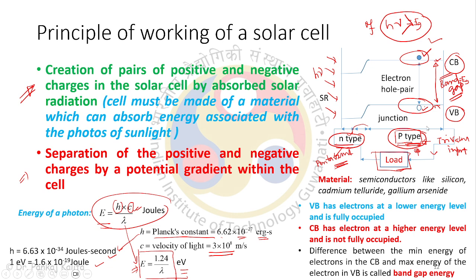Okay. So semiconductor materials like silicon, cadmium telluride, and gallium arsenide are the common PV materials of the solar cell. I hope you know valence band and conduction band. The valence band has electrons at a lower energy level and is fully occupied, and the conduction band has electrons at a higher energy level and is not fully occupied. Thereby, on gain of energy, the electron from the valence band goes to the conduction band, leaving a hole here, and generating an electron and hole pair.